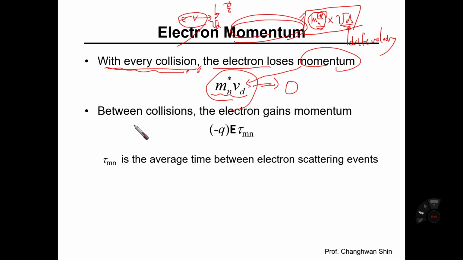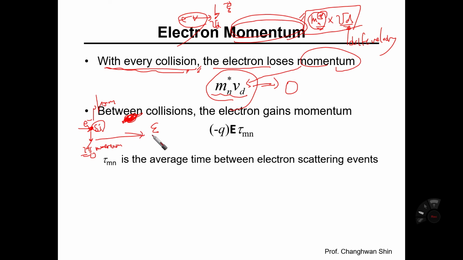Okay, now for a given electric field, an electron has now hit the silicon atom, in other words, a phonon. And now its momentum is zero. Is that it? Is it all?